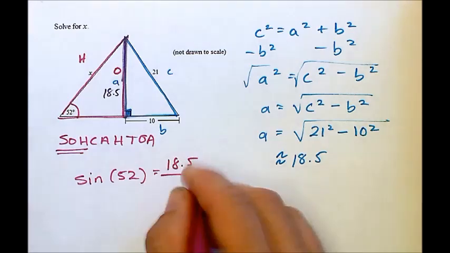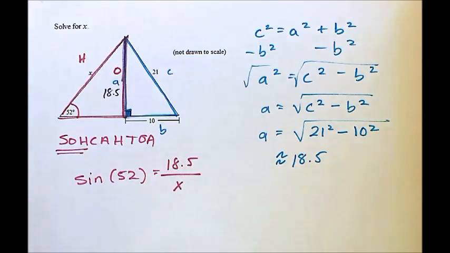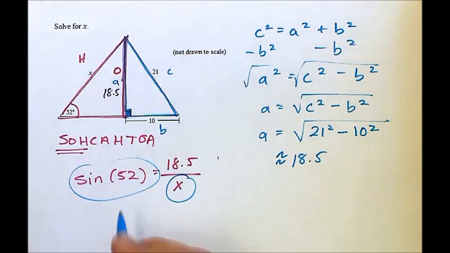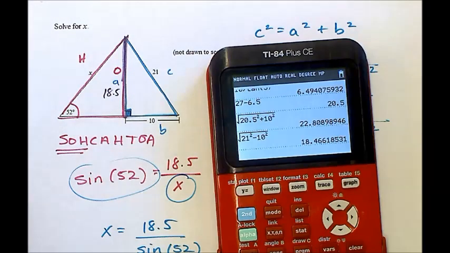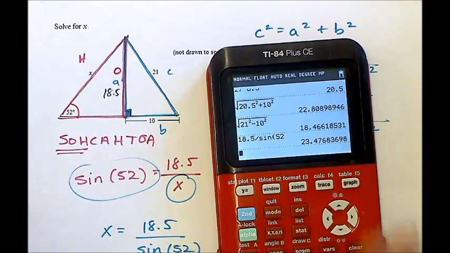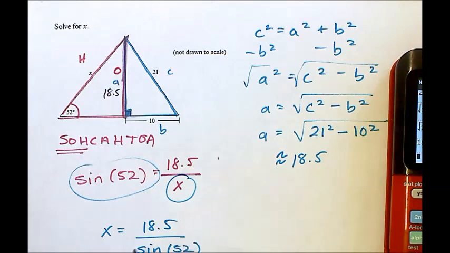over hypotenuse. Now I explained to you before, you're going to multiply both sides by x and divide by sine, or you could just simply switch these two pieces here and say x is equal to 18.5 over sine 52. About 23.4. This is the about symbol, it's not exactly equal to. And this will be our answer here.